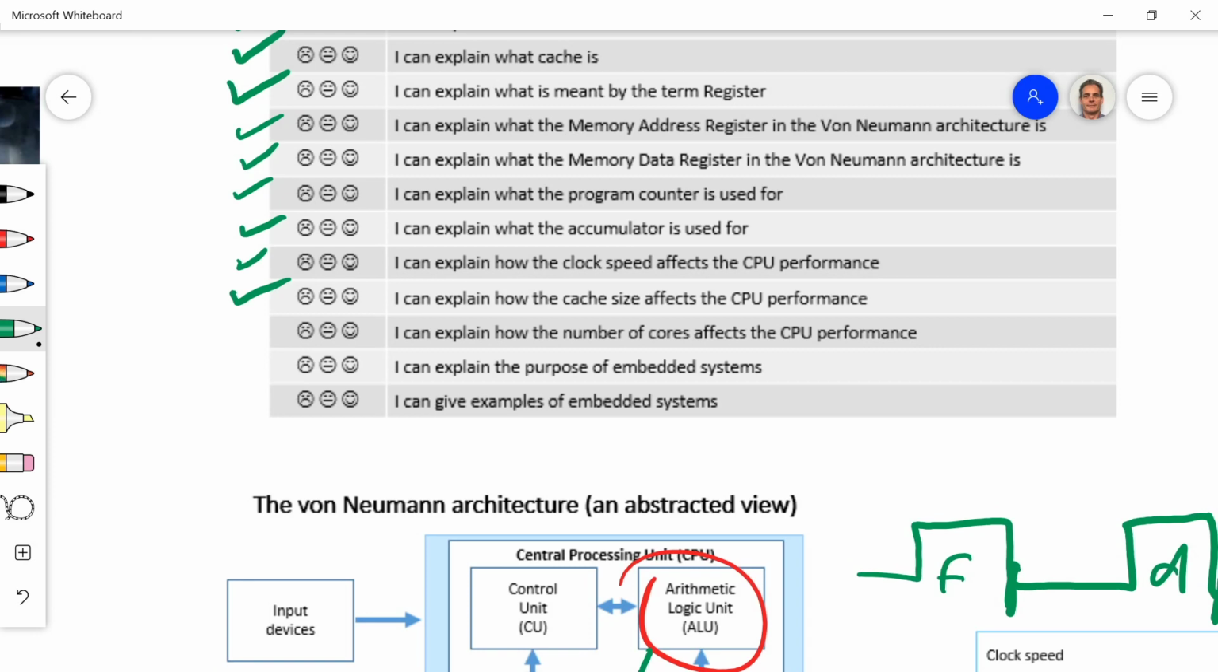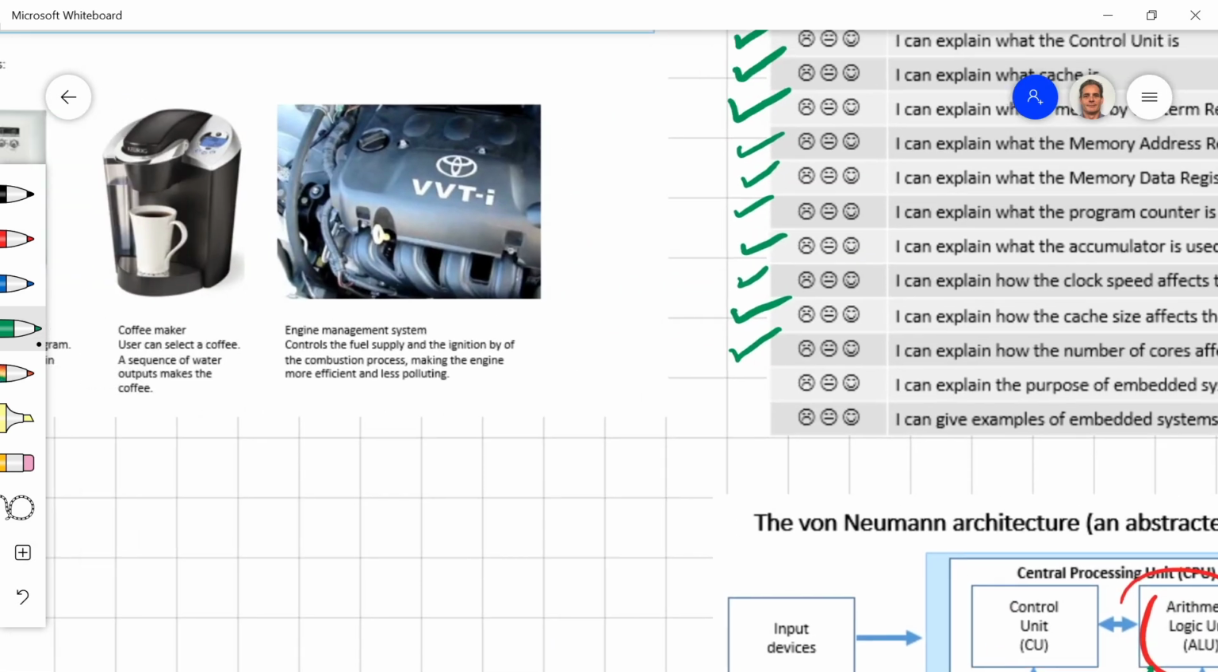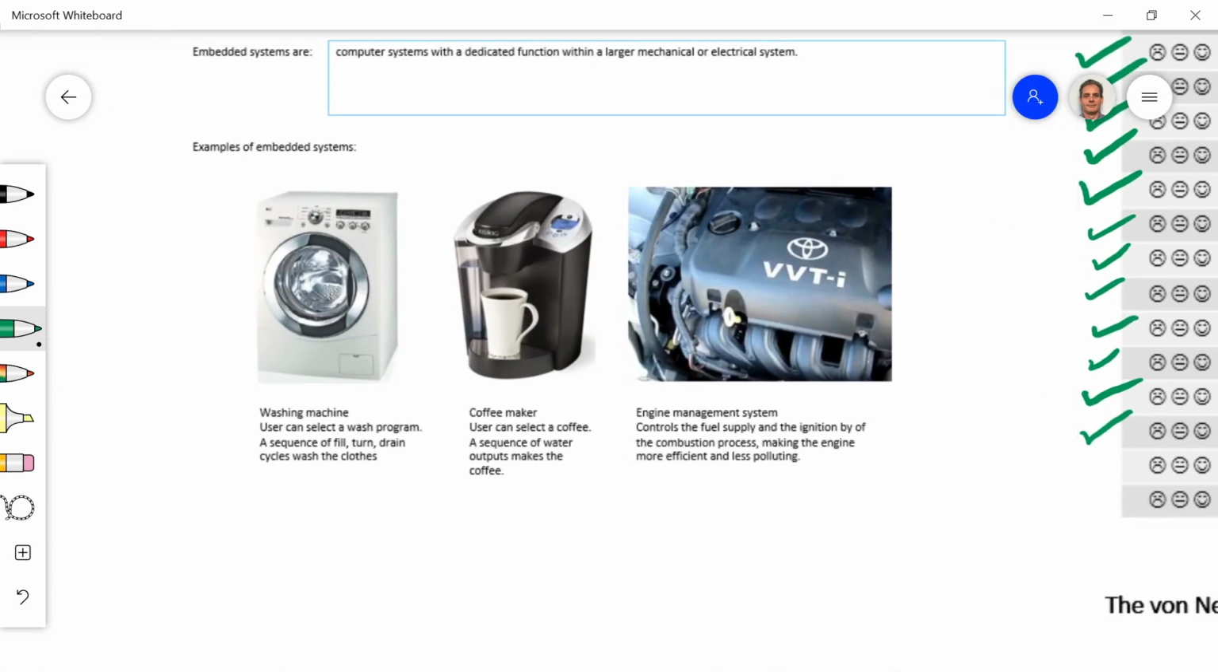I can explain the purpose of embedded systems. Well, an embedded system is a larger system that has a computer system built within it. Often these are really different to what we think of as a computer, like a desktop or a laptop or a tablet or something. They are the small computers that are embedded in things like cars and washing machines.